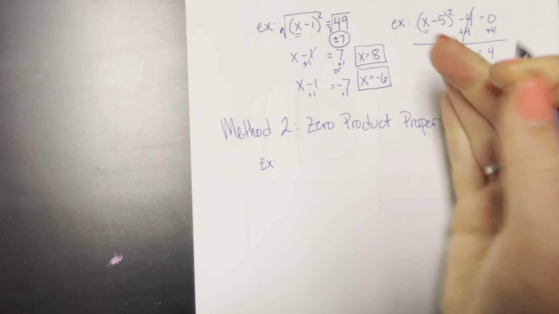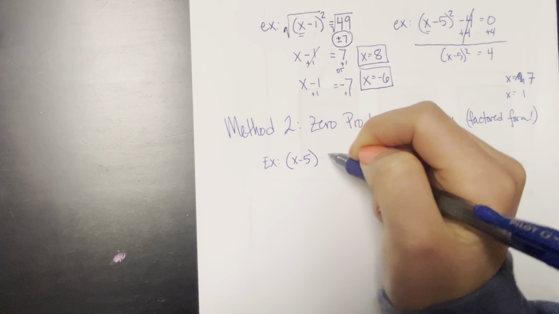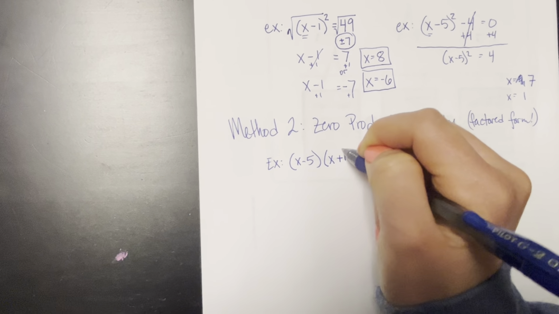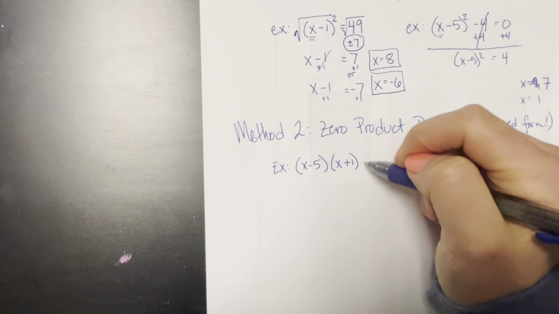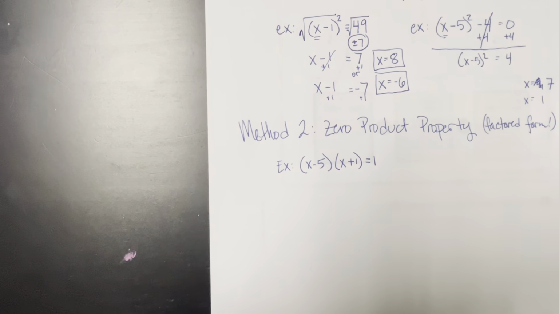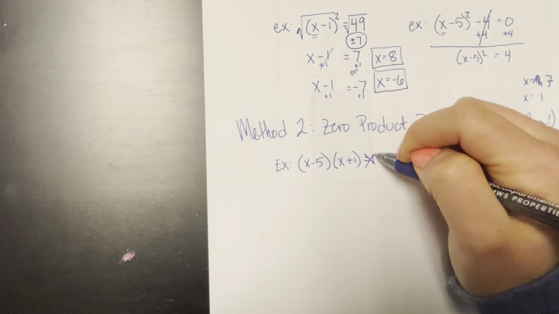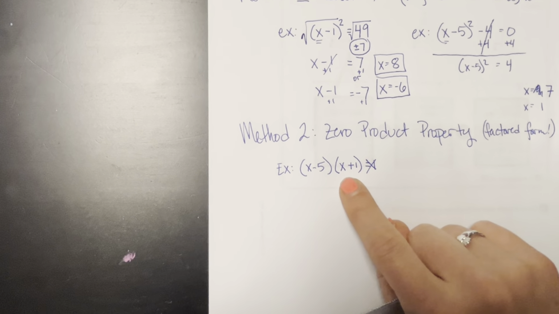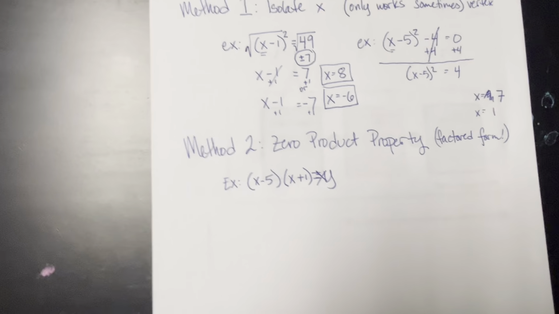So I'm going to give you this example here. The zero product property in factored form: x minus 5 and x plus 1. This only works if it equals 0. If I have this equal to 1, this is not going to be possible, but I'm going to ask you guys to actually do this equation out here with me. Let's say we have the equation equal to y. So stick with me here.